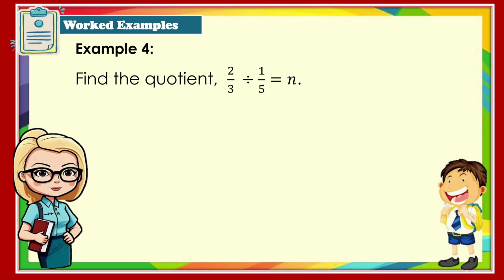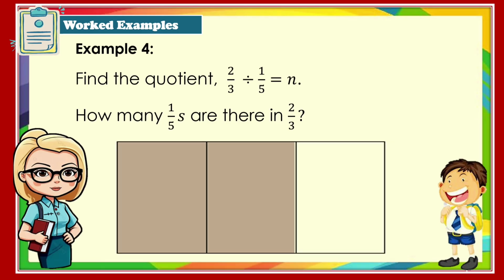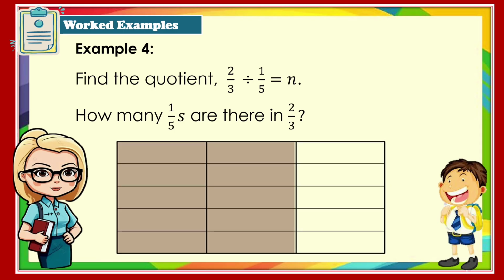Example number 4. Find the quotient 2/3 divided by 1/5 equals n. So how many 1/5 are there in 2/3? Using this illustration, we divided this rectangle into 3 equal parts and 2 are shaded. So that represents 2/3. And then we divided again into 5 equal parts horizontally, and that represents 1/5. So each part represents 1/5.